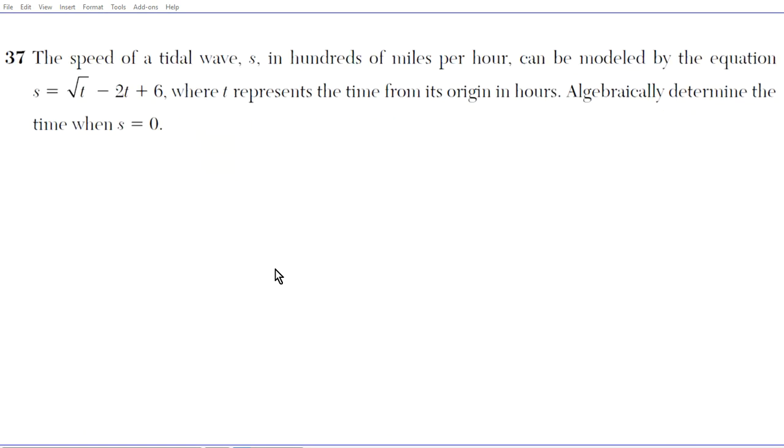Okay, let's take a look at question number 37. It says the speed of a tidal wave s in hundreds of miles per hour can be modeled by the equation s equals root t minus 2t plus 6, where t represents the time from its origin in hours. Algebraically determine the time when s is equal to 0. Okay, so what are the steps for solving radical equations algebraically? Let's go ahead and write it down.